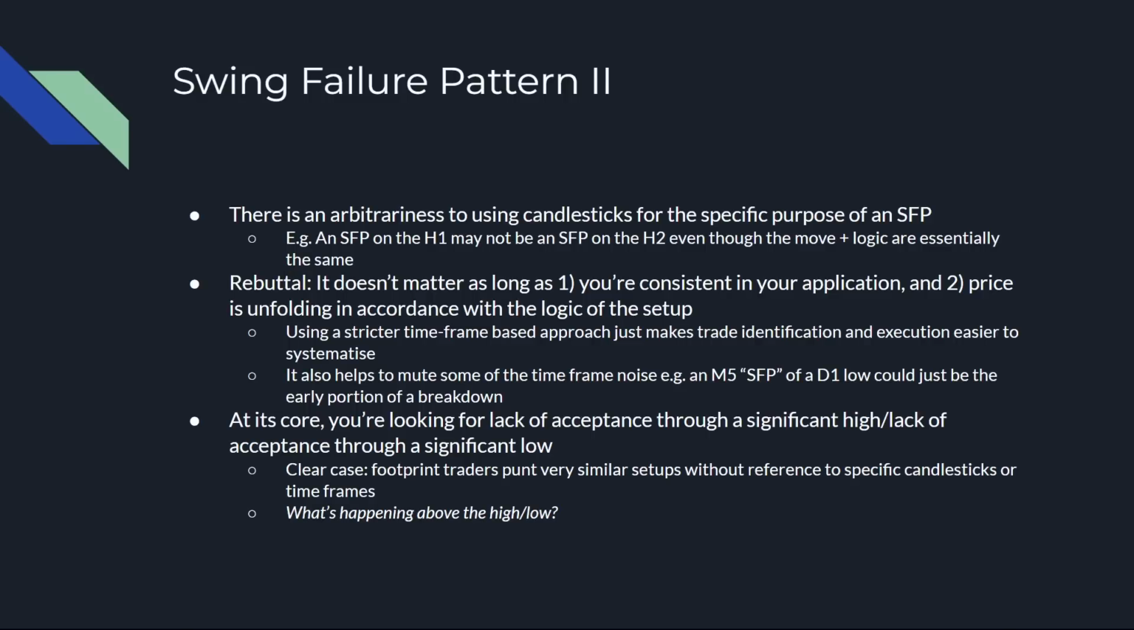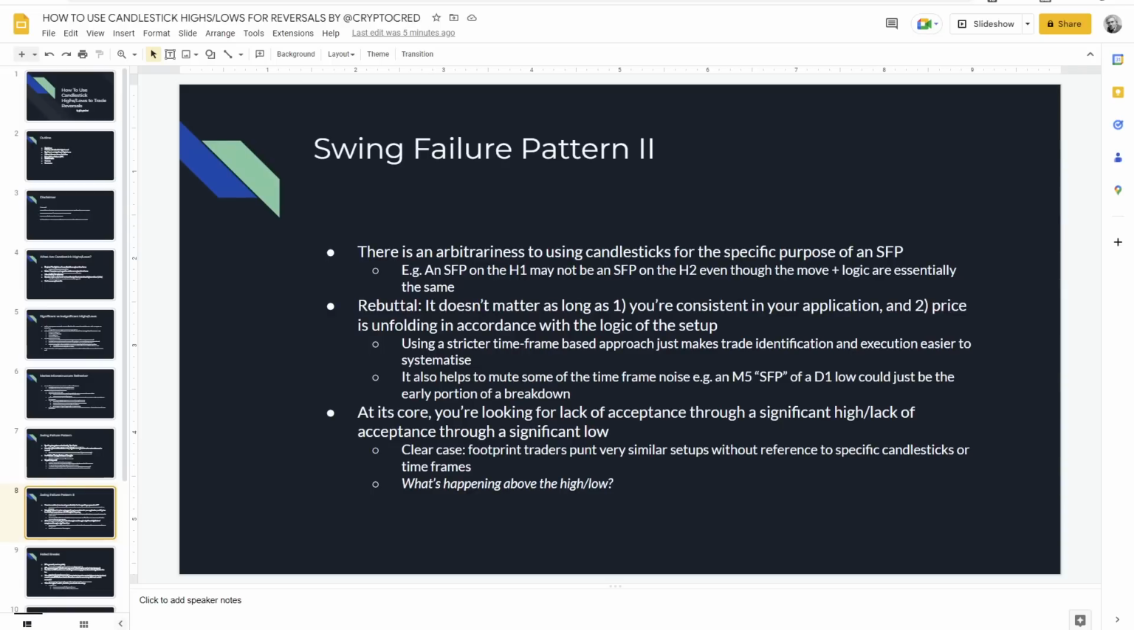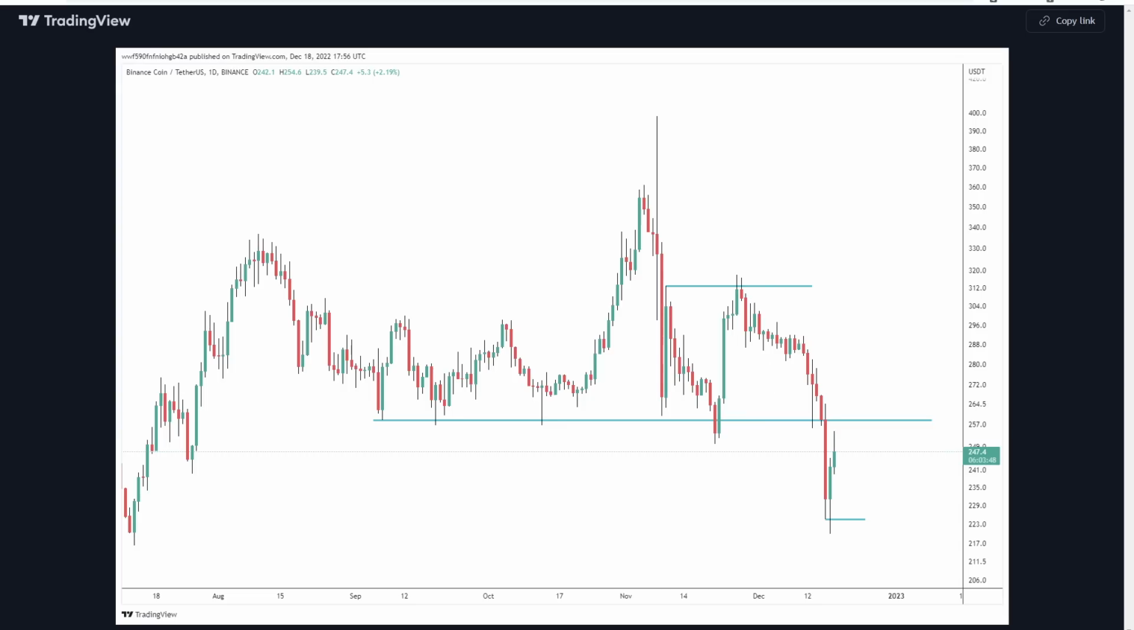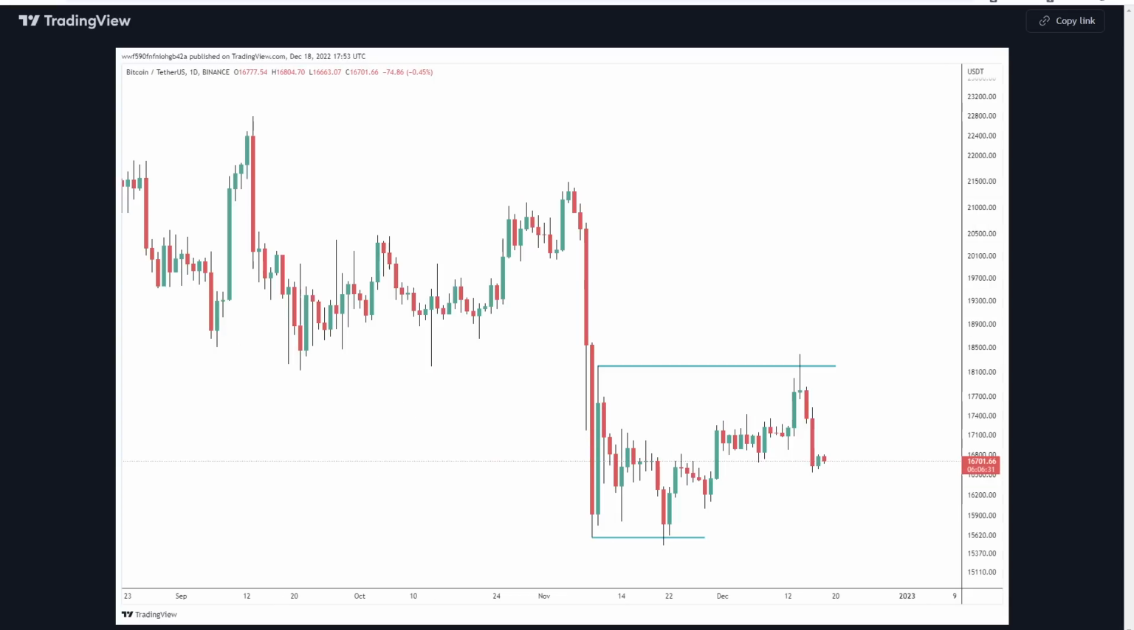Now, a common critique of the swing failure pattern or SFP is that there is an arbitrariness to using candlesticks for the specific purpose of the SFP. As you'll recall in a lot of these examples, the necessary condition for the pattern is a spike below and a close above. But obviously, if you change time frames and the time periods change, then perhaps on one time frame it looks like a spike below, close above, but on another time frame it looks like a close below and close above. So it doesn't meet the spike and close requirement. Does that mean the SFP isn't valid?